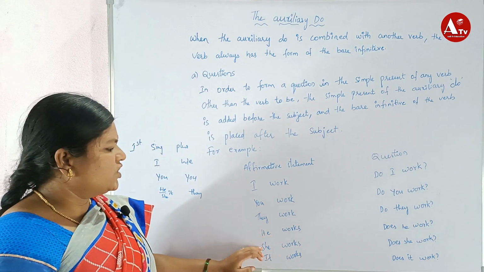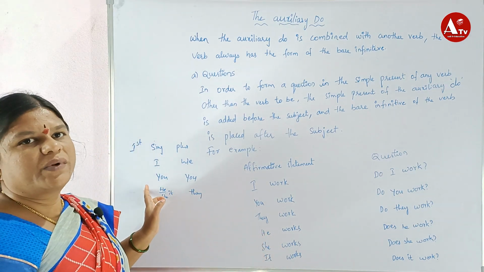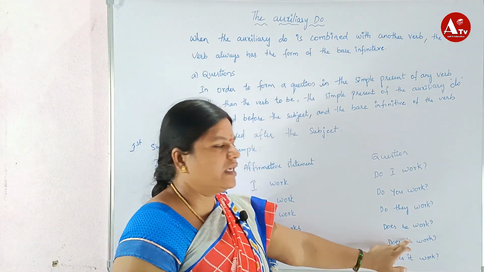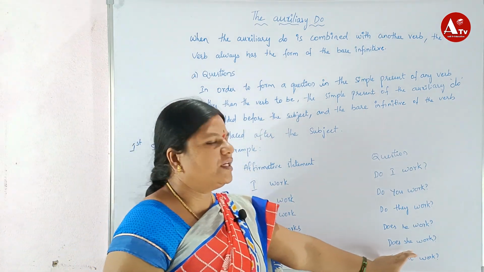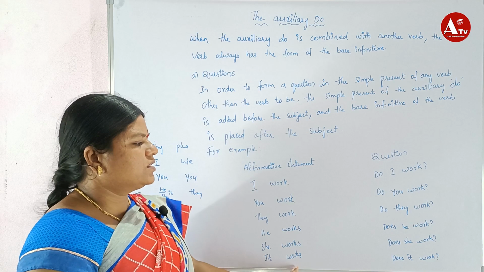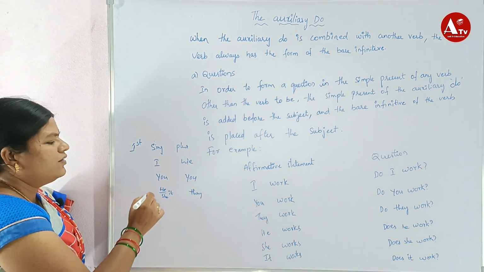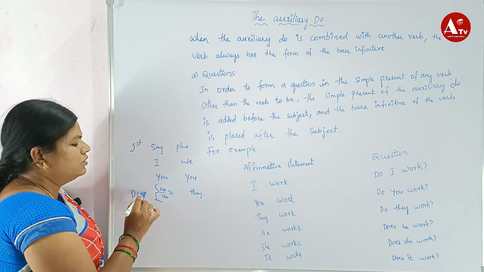Here he, she, it come under the third person singular. So he works changes to does he work. She works changes to does she work. It works changes to does it work. Only when it is the third person does do change to does.